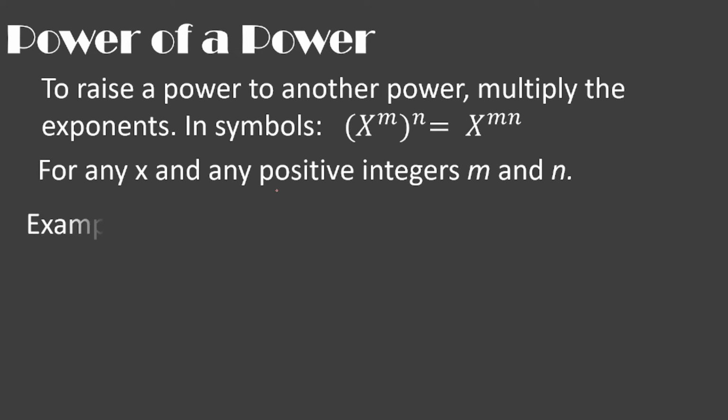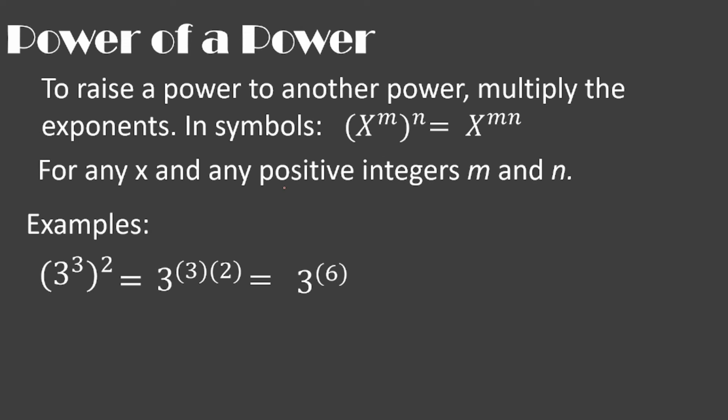So let's have this one. 3 raised to 3, raised to 2. So this will give us 3 raised to 3 times 2, and we know that 3 times 2 is 6, so that will give us 3 raised to 6, and 3 raised to 6 is simply 729. If you have a calculator, you can double check this one. Alright, let's have another example.